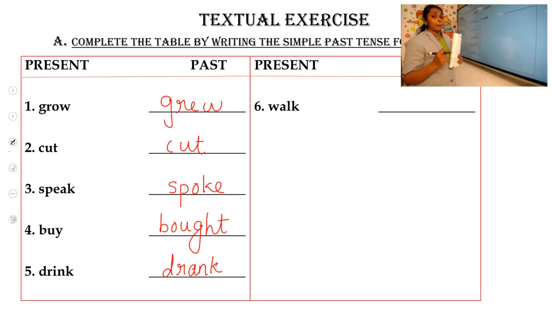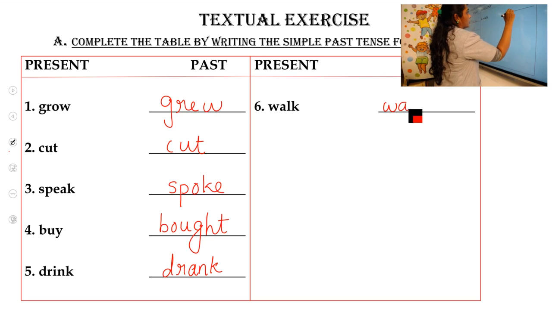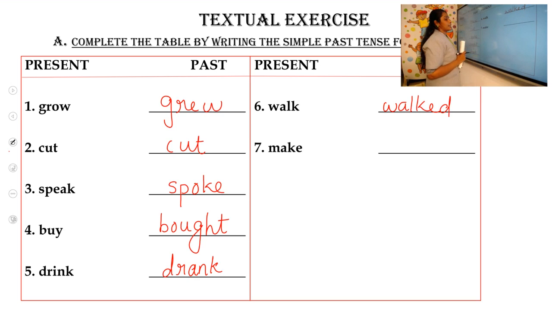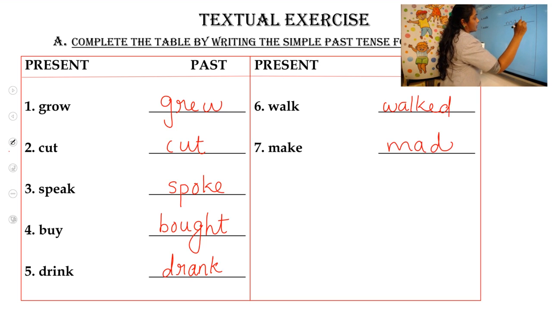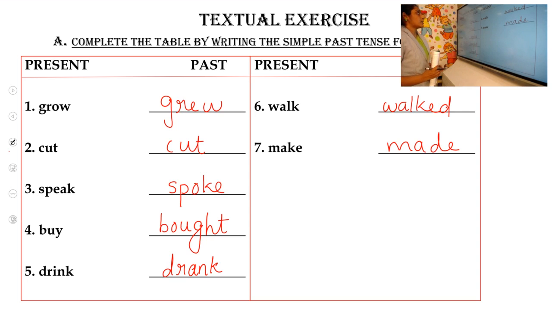It's a very simple one. You know the past tense of walk. What is the past tense of walk? Yes, correct, walked. The past tense of walk is walked. Now, seventh verb, make. The past tense of make is made. M-A-D-E. Made. Okay, so all of you, please write these past tenses in your textbook also.